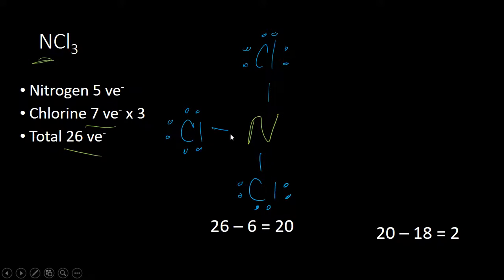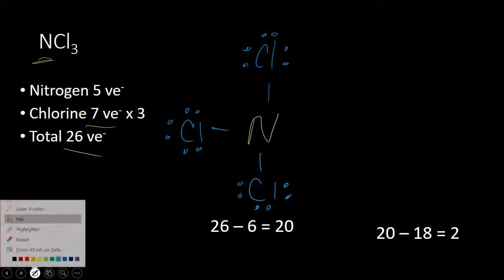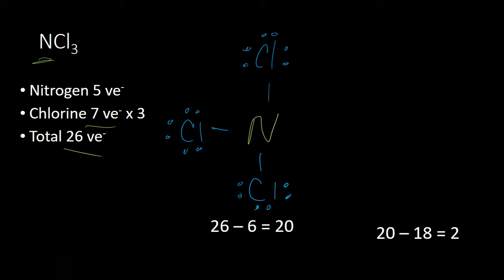Nitrogen only has 2, 4, 6 electrons on it. It needs a total of 8, so we're going to give it 8 by putting those last 2 electrons on nitrogen, and then that is the Lewis structure for NCl3.